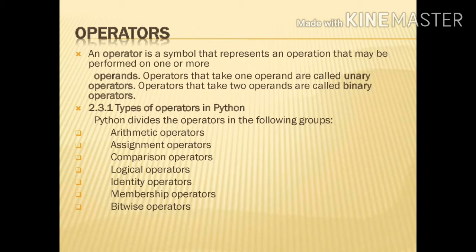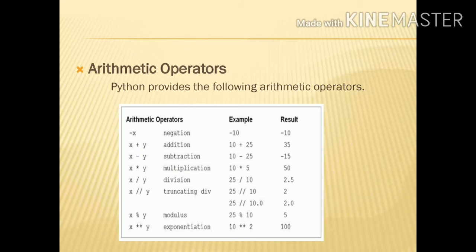We have certain types of operators in Python. They are arithmetic operators, assignment operators, comparison operators, logical operators, identity operators, membership operators, and bitwise operators. Let's see them one by one. Let me explain what is meant by operand and operator.